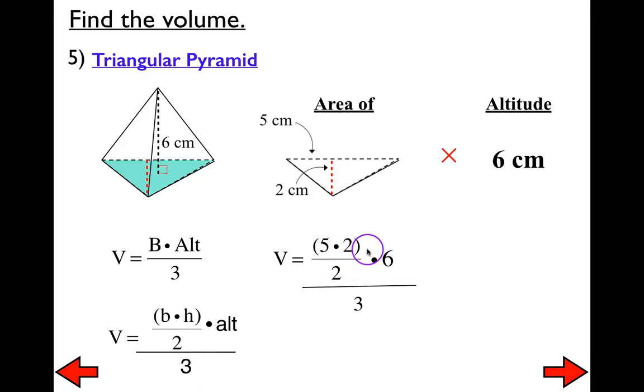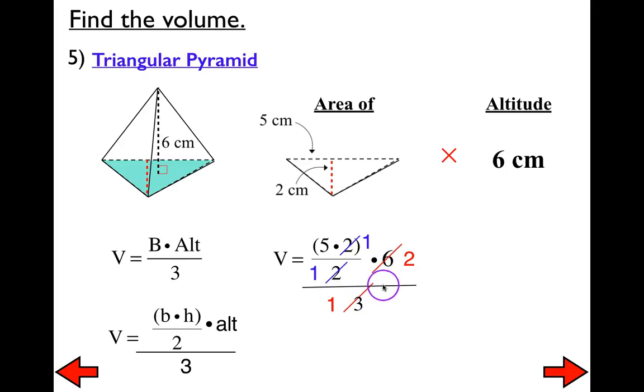Now, I know this looks pretty ugly, but we can go ahead and cross cancel and see what we can do to make these numbers a little bit cleaner. So here, I notice I can cross cancel out the 2's. I'm going to divide both of them by 2. 2 divided by 2 is 1. 2 divided by 2 is 1. I also notice between the 6 and the 3, I can cross cancel and divide both of them by 3. So 6 divided by 3 is 2. 3 divided by 3 is 1.